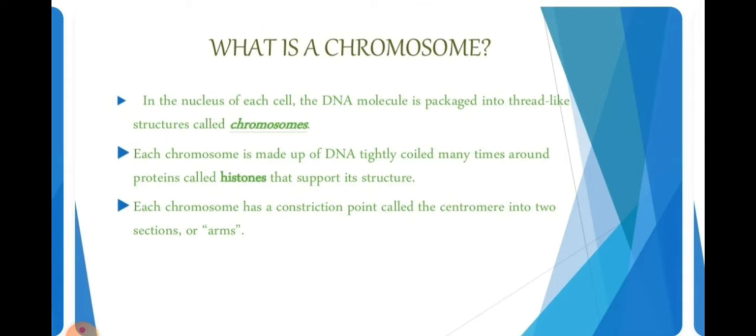In the nucleus of each cell, the DNA molecule is packaged into a thread-like structure. This is called a chromosome. Each chromosome is made up of DNA tightly coiled many times around proteins called histones that support its structure, and each chromosome has a constriction point called the centromere, which divides it into two sections or arms.